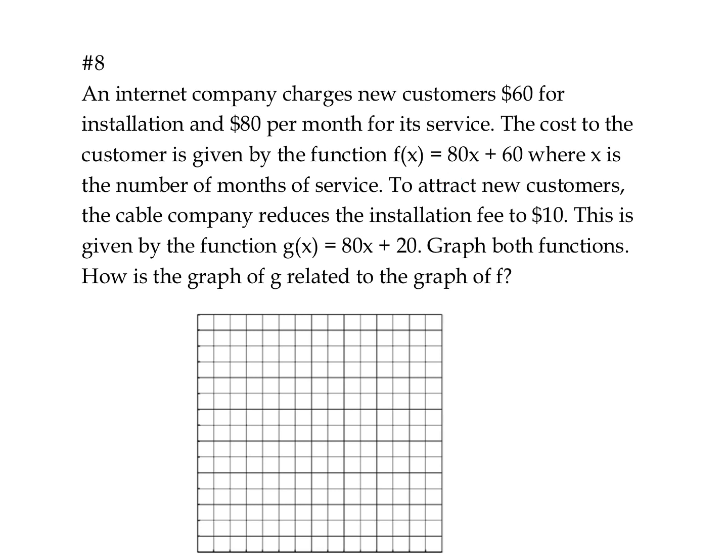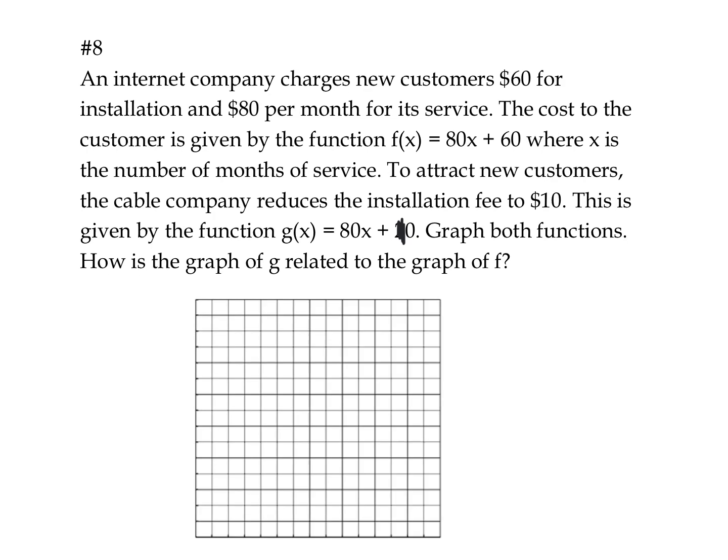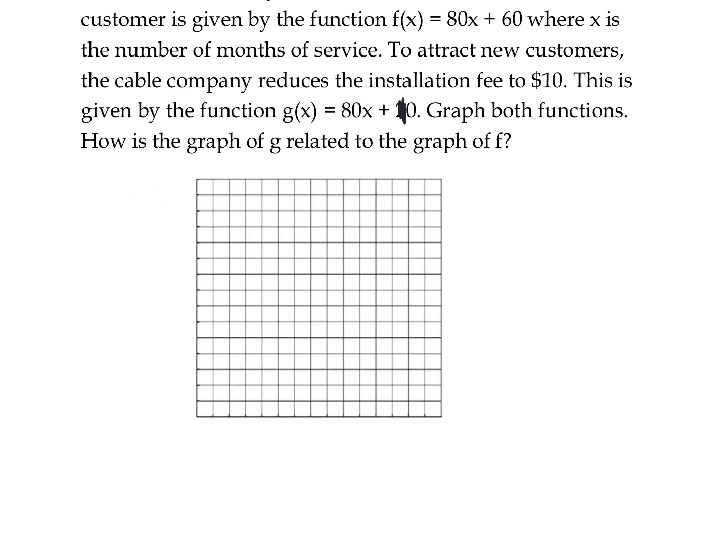To attract new customers, they're trying to reduce their installation to $10. So now we've got an equation where we're going to have 80x plus 10, not 20, 80x plus 10. So we have an installation fee of $10. We're still charging $80 per month. So what would that look like if we graphed both of those functions? So let's graph both of these on the same axis here.